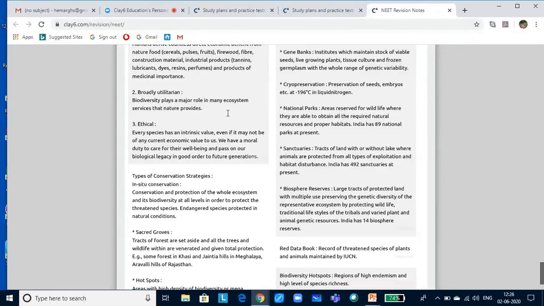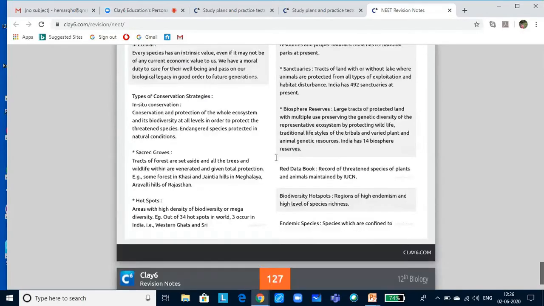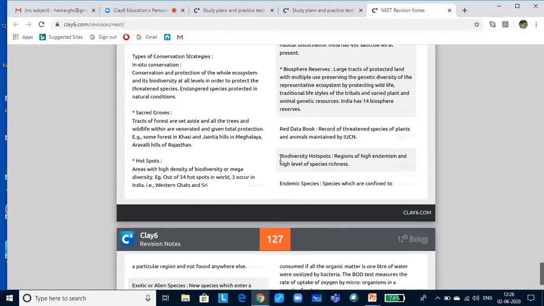Now let us look at the conservation strategies. In situ conservation is the protection of the whole ecosystem and its biodiversity at all levels. In order to protect the threatened species, endangered species are protected in natural conditions. First is sacred groves. These are tracts in the forest that are set aside, and all the trees and wildlife within them are considered to be equal to gods and goddesses, and they are given total protection. In some forests in Khasi Hills, Meghalaya and Aravalli Hills of Rajasthan, the tribals manage the sacred groves.